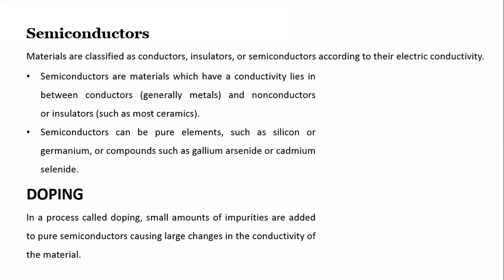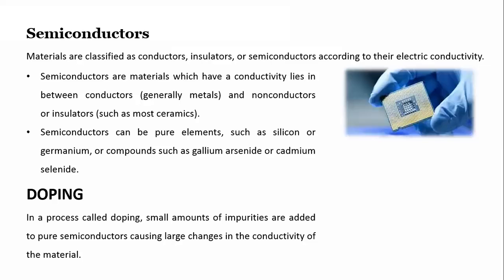Within nature, we do have semiconductors, and we go for the manufacturing of semiconductors as well, like compounds such as gallium arsenide and cadmium selenide. We also enhance the property, or I could say we control the conductivity of semiconductors, through a process called doping. What is doping?